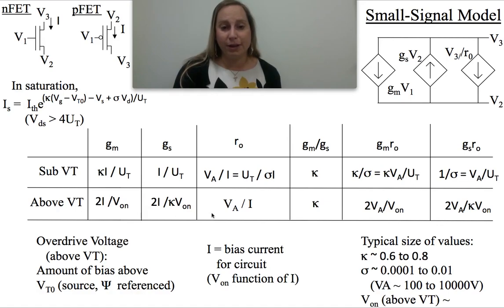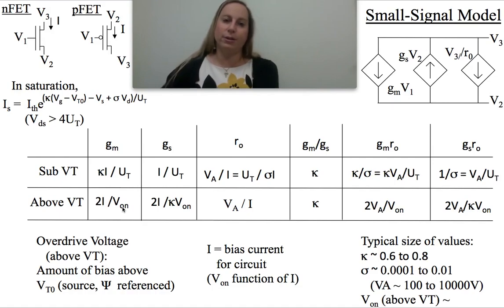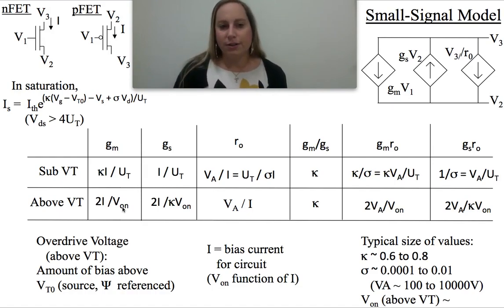Above threshold, by the way, it's very similar. You notice a similar behavior on these, except that instead of UT, I get the term which is overdrive over 2, effectively. And that's really kappa times gate voltage minus threshold, and then the source voltage after it. And that's really important because it means that where I'm biasing will determine a number of parameters above threshold.